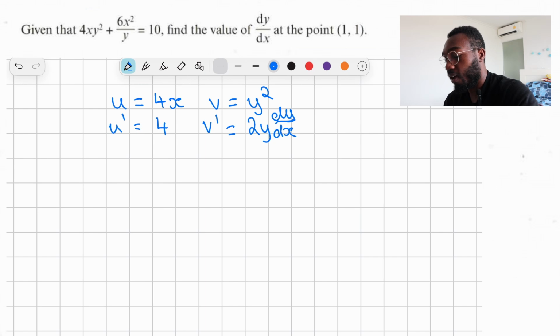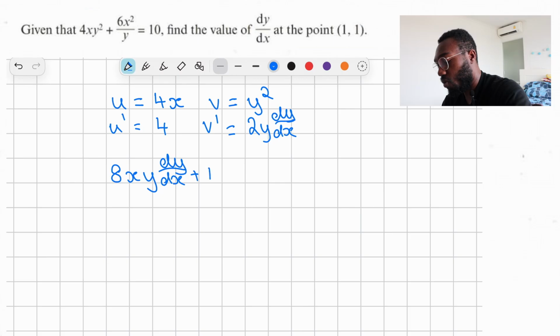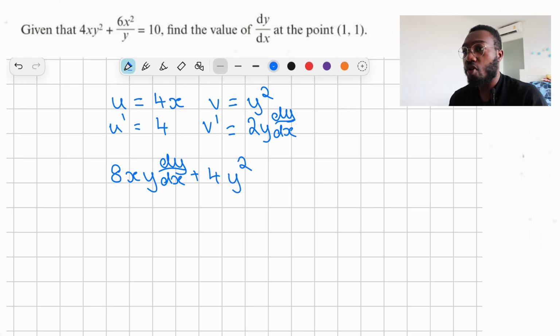And then once we've done that, we just do u times v dash. So u times v dash would be a 4x times a 2y dy over dx, which would equal 8xy dy over dx. And then that would be plus u dash times v, which is a 4y squared. So for 4xy squared, if we differentiate that with respect to x, we get an 8xy dy over dx plus a 4y squared.